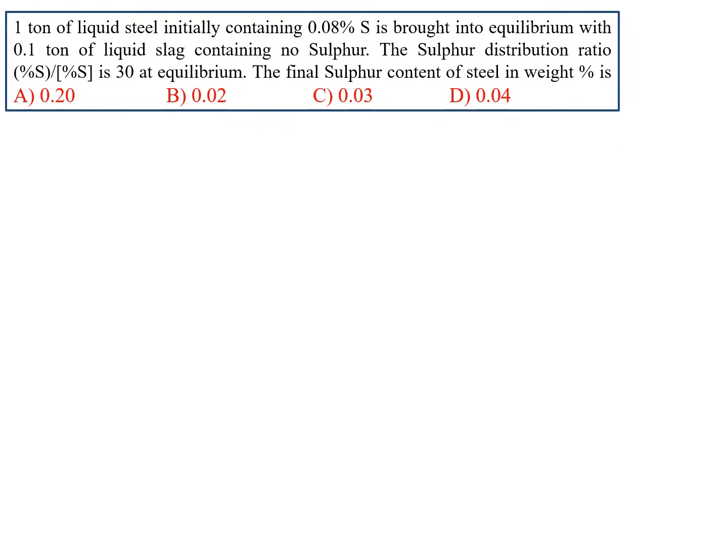So the question is: 1 ton of liquid steel initially containing 0.08% of sulfur is brought into equilibrium with 0.1 ton of liquid slag containing no sulfur. The sulfur distribution ratio at equilibrium is given as 30. The final sulfur content of steel in weight percent is? So we need to find the final sulfur content of steel.